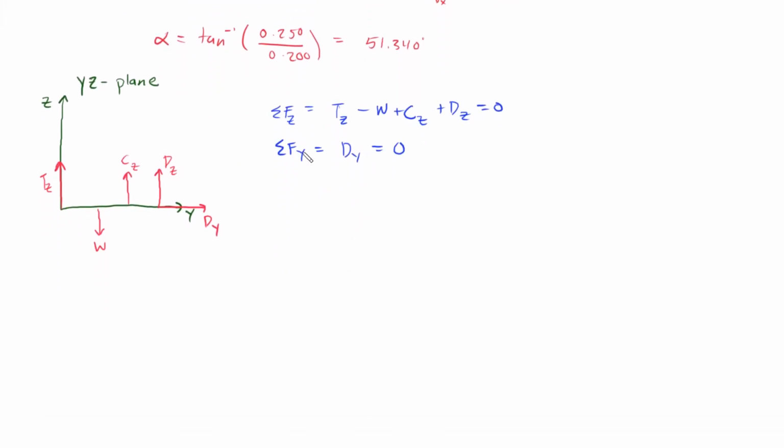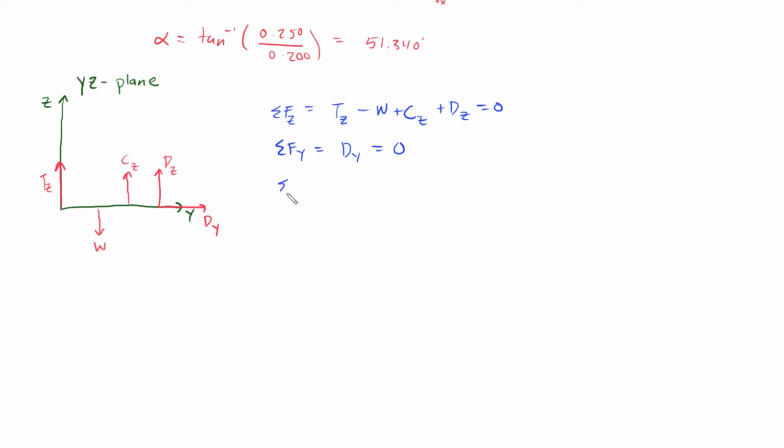The next thing we're going to do is take a moment about either C or D. It doesn't matter, because this whole body is in equilibrium, so no matter what point you choose, the rotation tendency about any point on that body should equal 0. I'm going to choose the moment about D just because I already did this problem before and already did the moment about D.